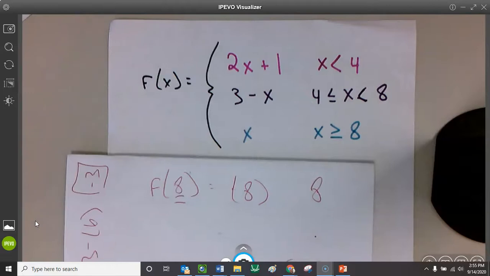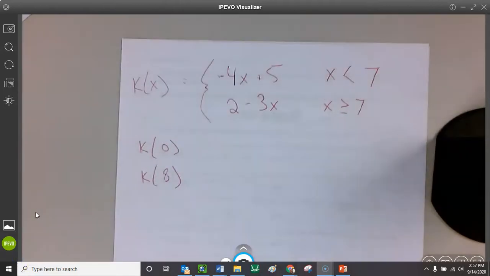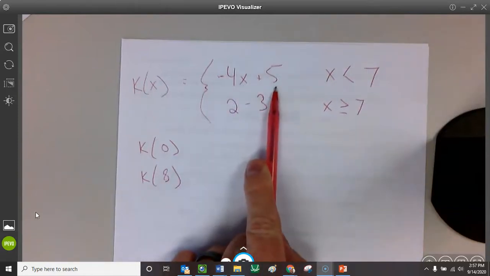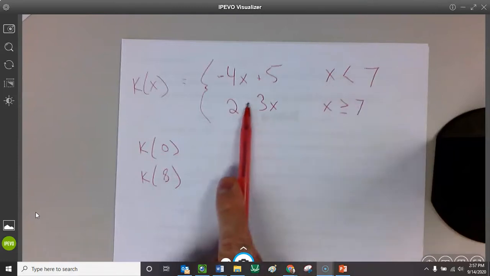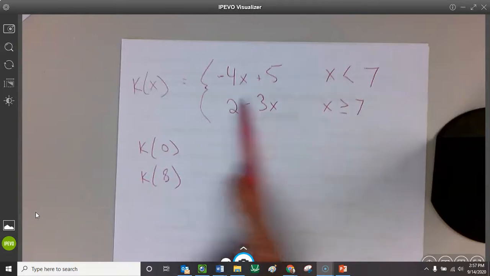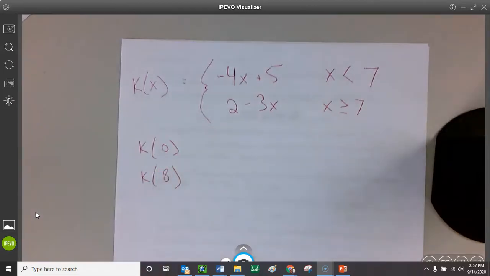Let's try these examples and see how you guys do. Here's our next example. K of x. K of x is made of 2 different pieces. First piece is -4x plus 5. It's linear, as long as x is less than 7. The next piece, 2 minus 3x, linear, when x is greater than or equal to 7. 2 pieces on these intervals. I want you to evaluate k of 0, and then I want you to evaluate k of 8. Take a minute, hit pause if you need to, and then come back and let's see if you got them right. Okay, hopefully you hit pause, and now we're back.